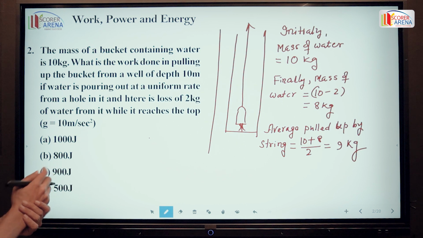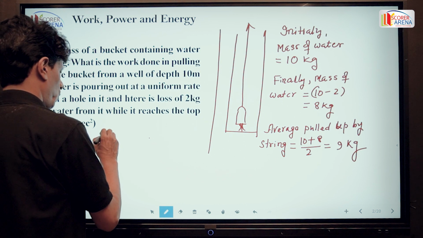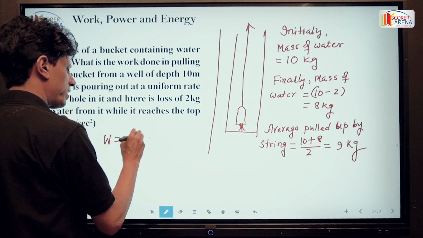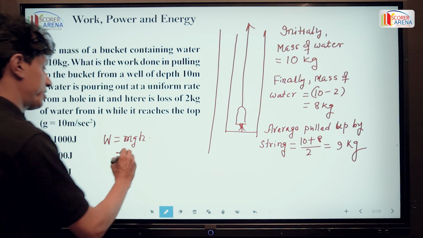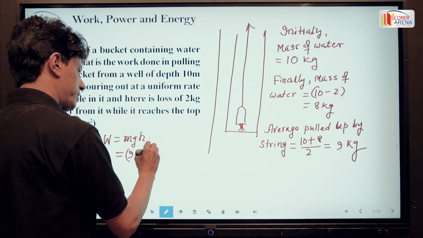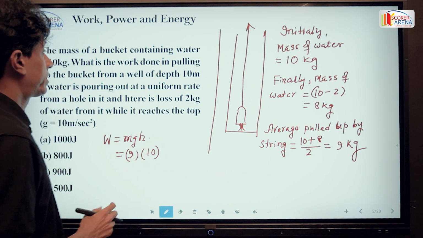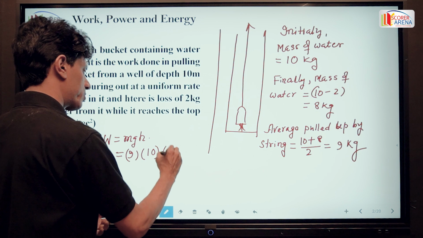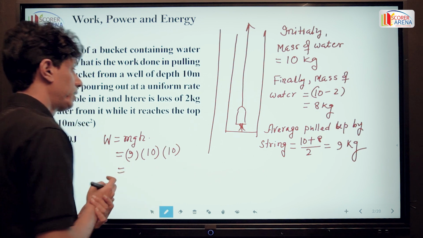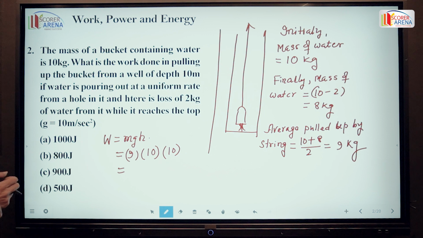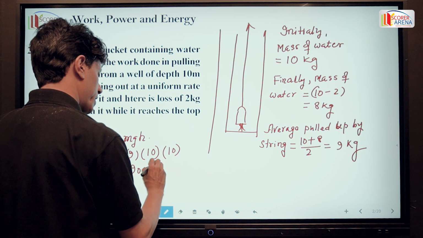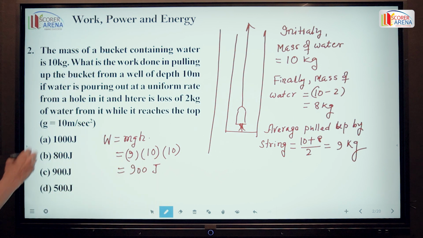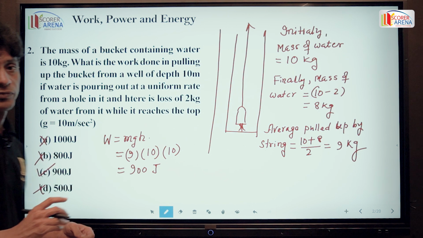So therefore work done is equal to mgh. The average mass pulled up by the string is 9 kg, the value of g is 10, and the height of the well is 10 meters. So the work done by the string in pulling up the bucket from a well is 900 joules. So the right option here: A, B and D are not the correct answer, C is the correct answer.